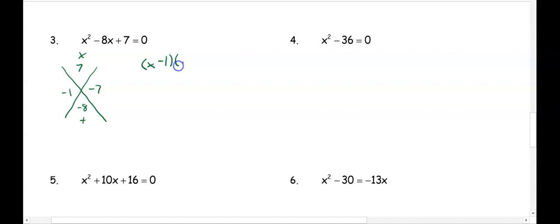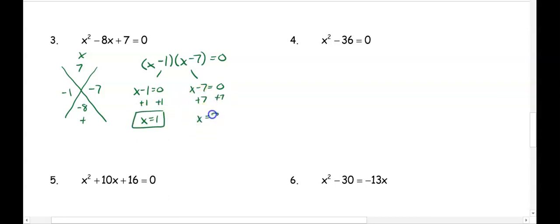So x minus 1 times x minus 7 equals 0. Each set of parentheses is going to get set equal to 0. So in the first one, we can add 1 to both sides, so x equals 1. And then we can add 7 to both sides, so x equals 7.